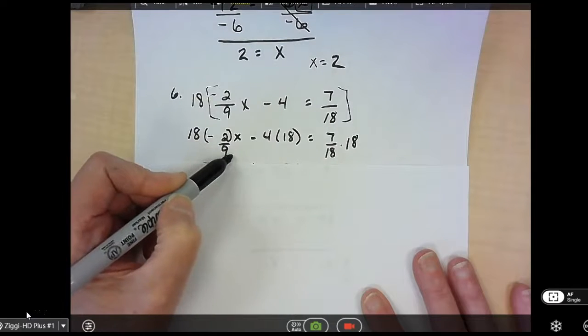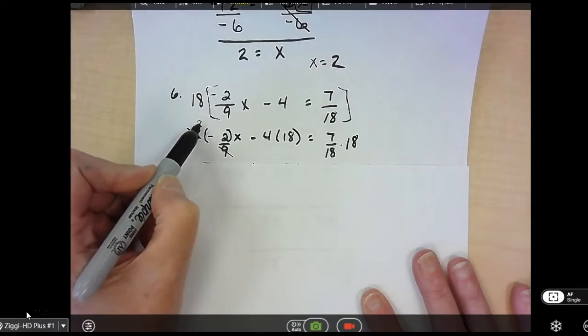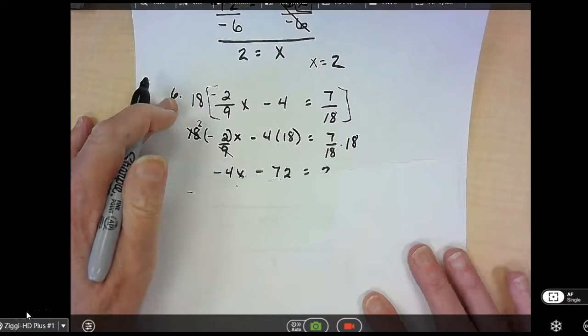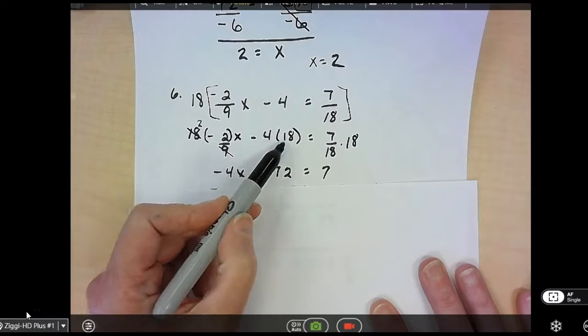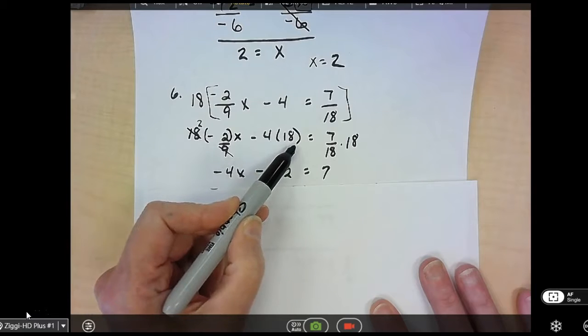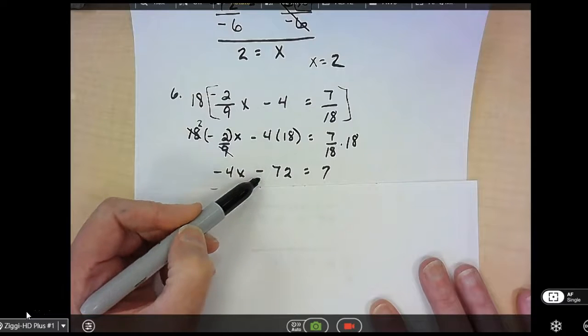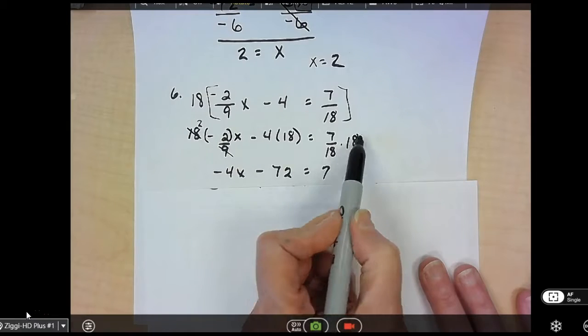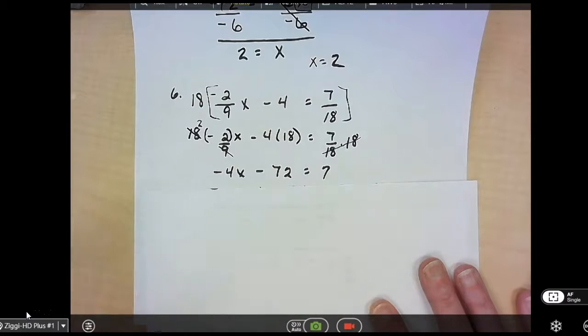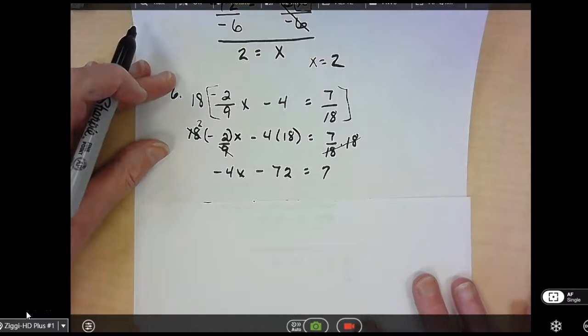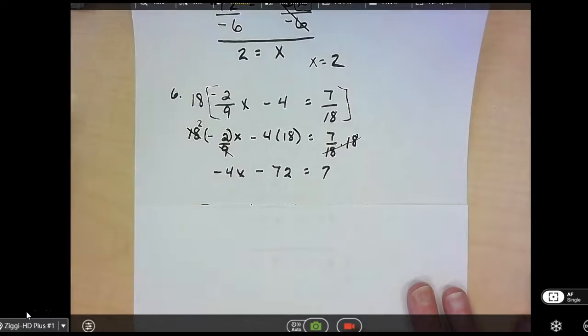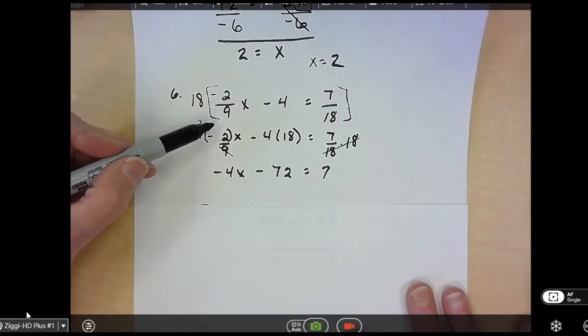So 18 divided by 9 is 2. 2 times -2 would be -4x. 4 times 18, 4 times 8 is 32. So 40 plus the 32 is 72. It was in negative, so I need to make sure I bring that down. 18 divided by 18 is just the 7, because 1 times 7 is 7. So now my equation has no fractions. It looks just like all the other two-step equations we did the other day, so now we can solve it. So if you don't want to leave fractions in your problem, you can eliminate them.